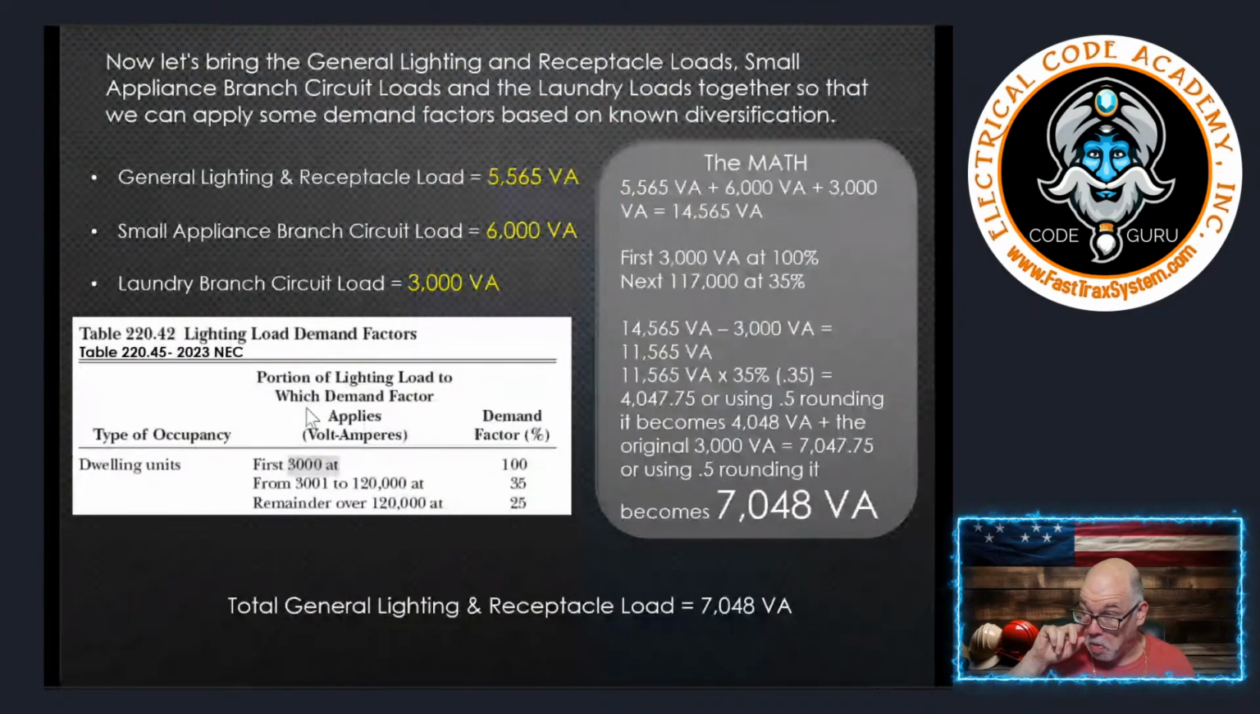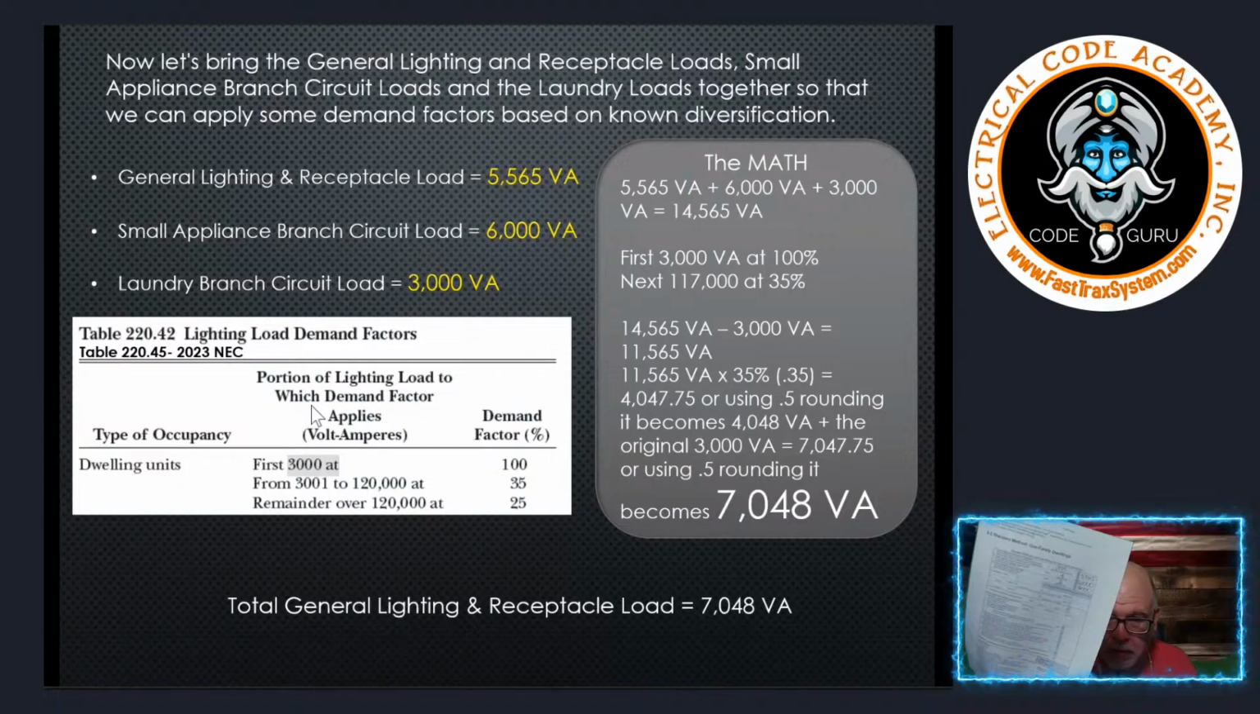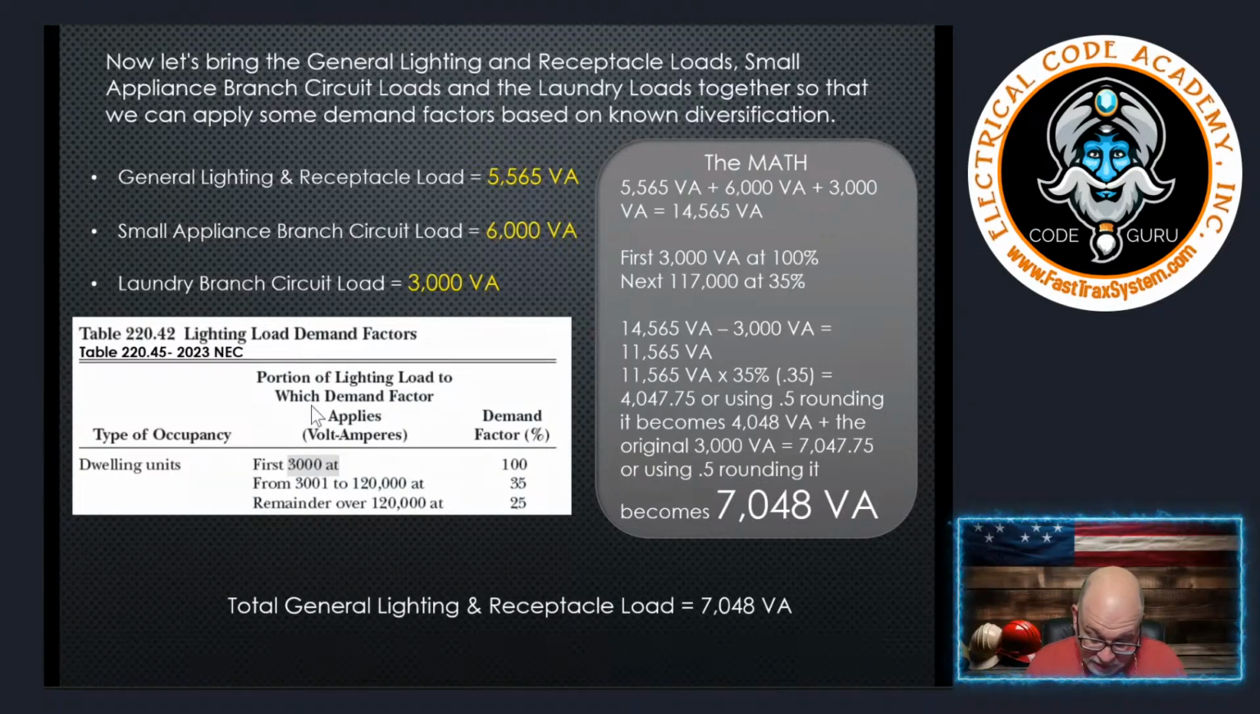All right. So first thing we're going to do is bring all of that stuff together, and we're going to apply some math because now I'm going to work out some demand. On our form, we have an area labeled item number 4, and we have to add all these values up. So the first thing we're going to do is take that 5,565, add the 6,000 to it, and add the 3,000 to it. So it should be 14,565.